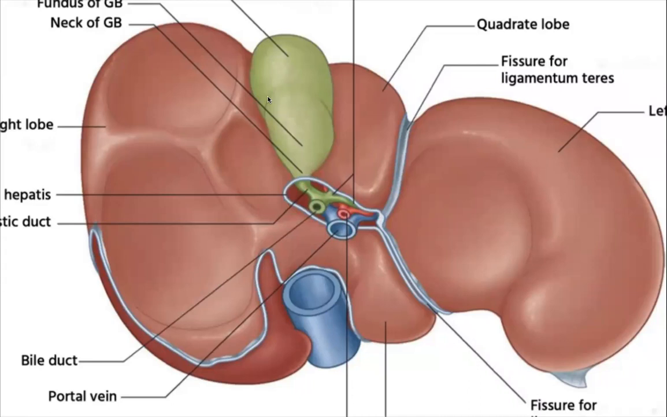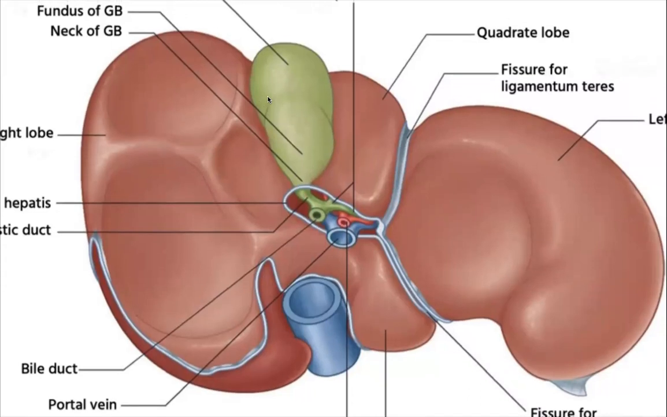Can anyone tell me what is the surface marking of the gallbladder? Where can you have the gallbladder? This is very easy. The fundus of the gallbladder is situated at the tip of the 9th costal cartilage, like the lateral border of the rectus abdominis on the right side.